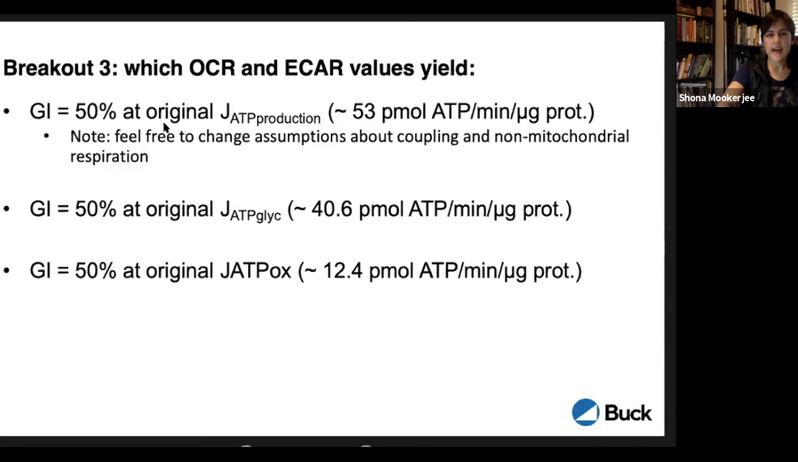One, where you haven't changed the initial total ATP production rate of 53 picomoles ATP per minute per microgram protein. One, where you clamp your glycolytic ATP production at its original rate, and one where you clamp the oxidative ATP production at its original rate. Does that series of questions make sense to everybody? You are trying to get ATP production to be equal from each pathway given different constraints of these different rates.